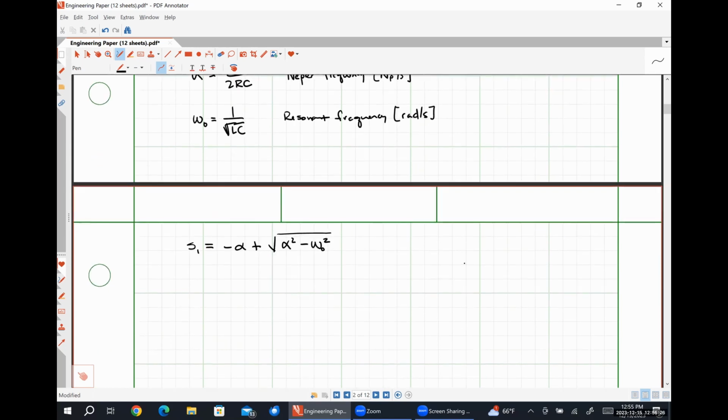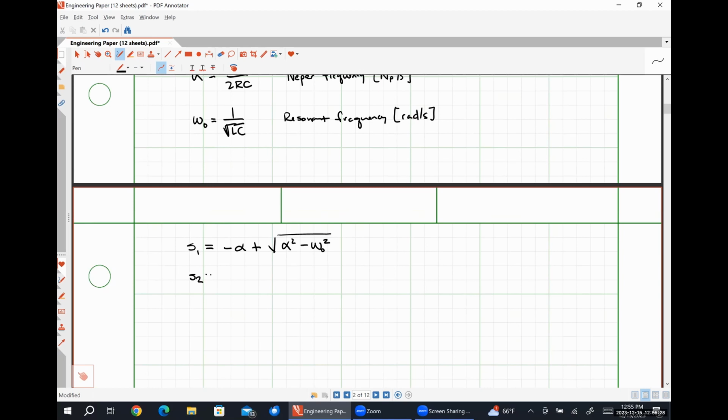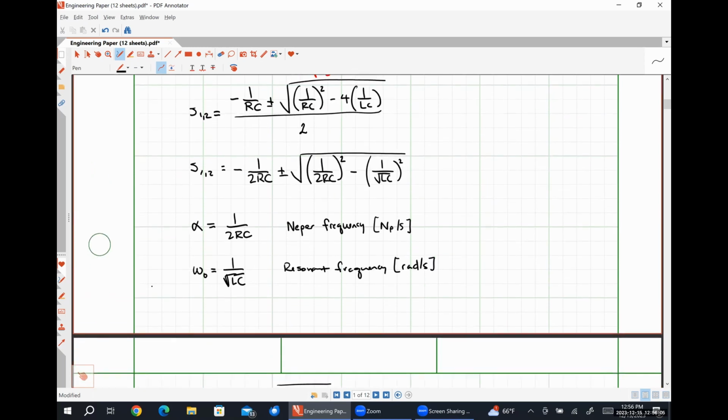And S2 will be negative alpha minus the square root of alpha squared minus omega naught squared. So S1 is always going to be the one with the positive sign in the middle. S2 is always going to be the one with a negative sign in the middle. So we have two distinct frequencies here, S1 and S2, which means realistically, we also have to have two coefficients for A, right? We can't satisfy both things with a single coefficient.